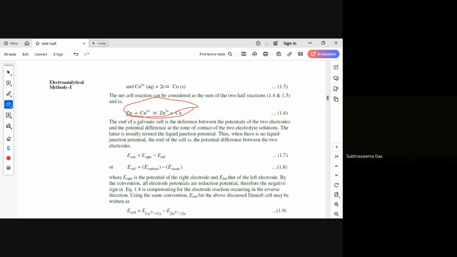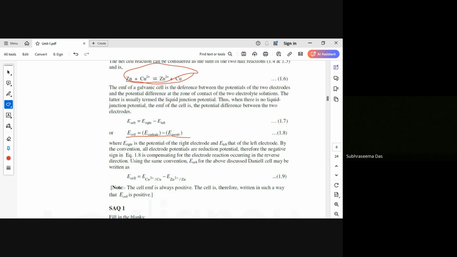When there is no liquid junction potential, the total EMF of the cell will be given as the potential difference between the two electrodes. That is, E cell is given by E cathode minus E anode. This is the general representation of any galvanic cell that we come across. The total electrode potential of the electrochemical cell is given as the electrode potential of the right electrode, where the cathodic reduction reaction takes place, and E left, the left electrode, which is concerned with the anode.